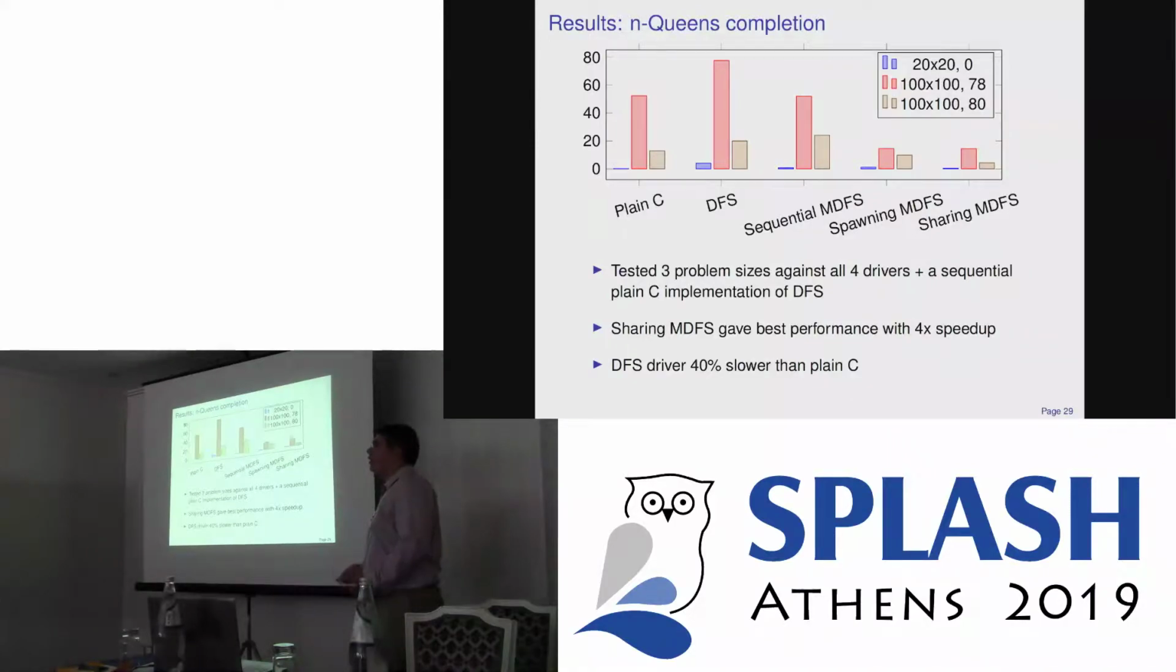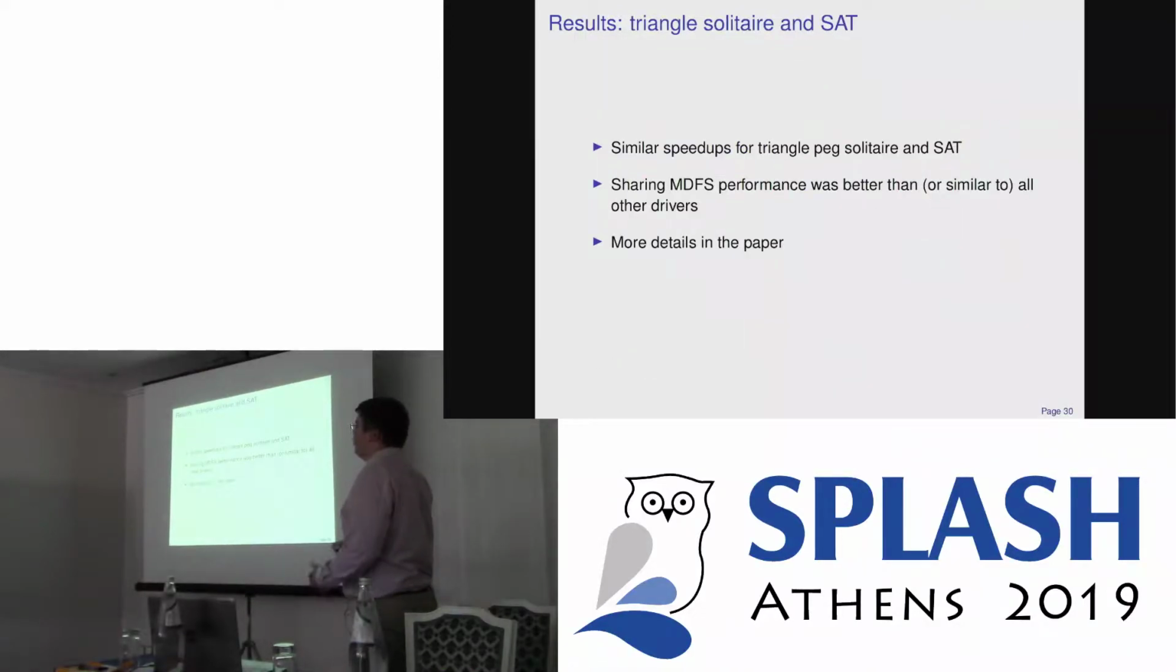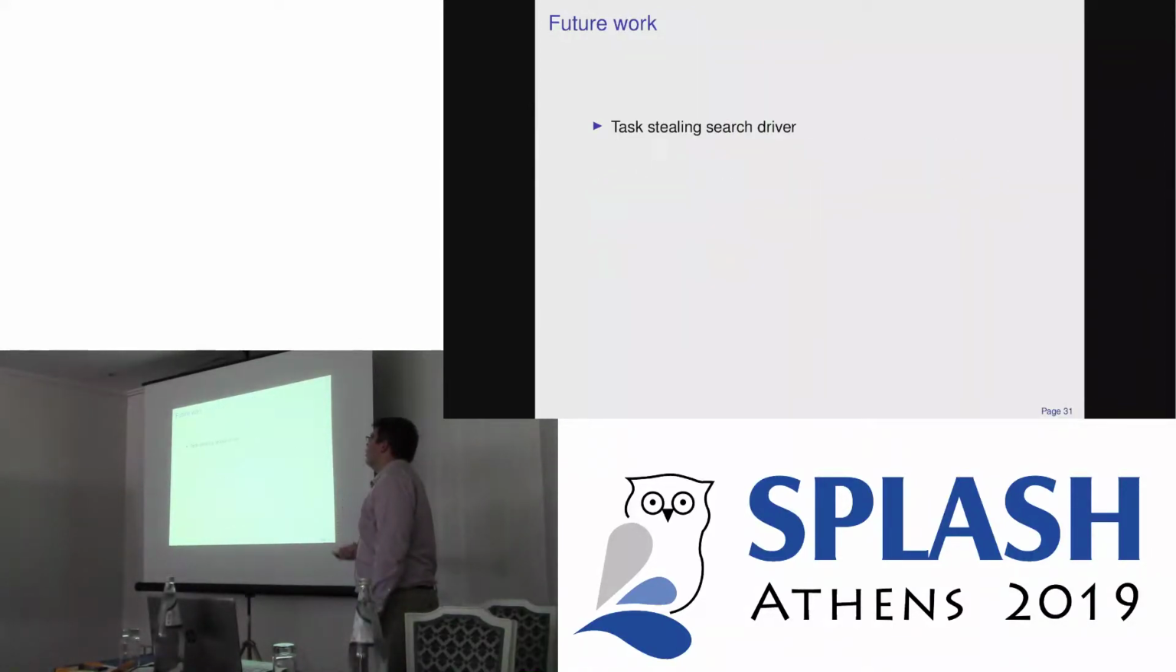And it turns out there is actually about 40% overhead over a handwritten C implementation, which is significant, but still this can be quite useful when we're just wanting to write better code and maybe not caring as first priority about speed. SAT and solitaire were similar.